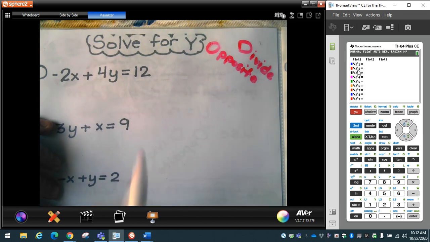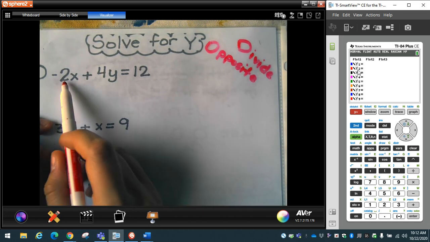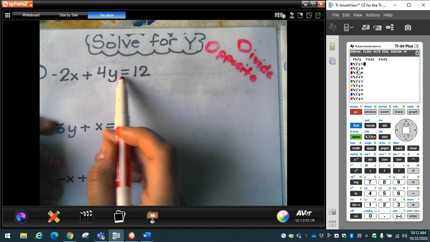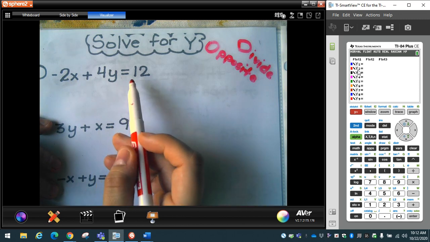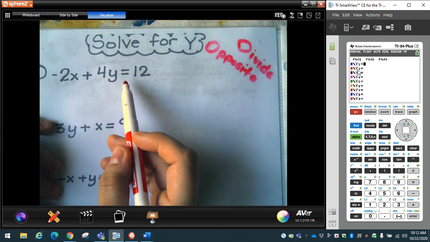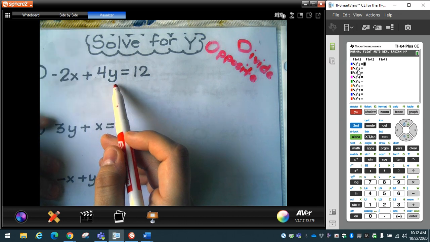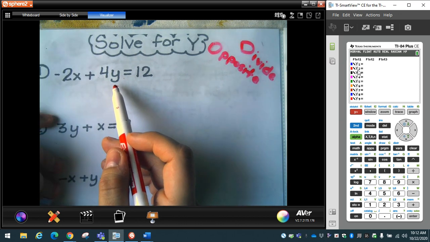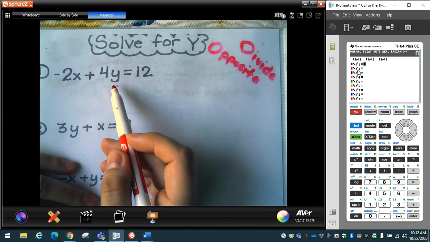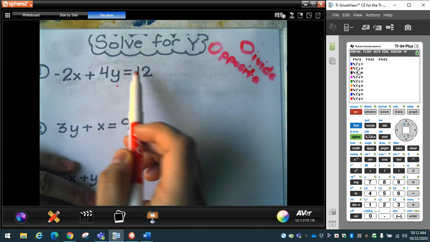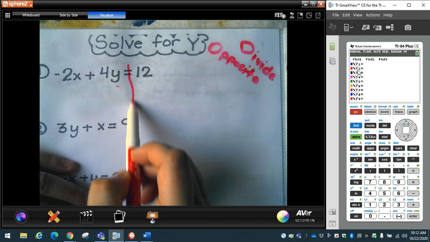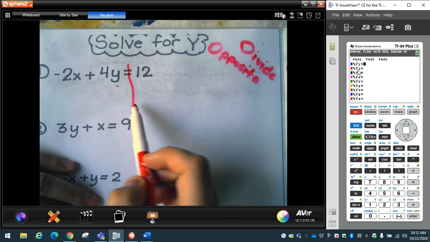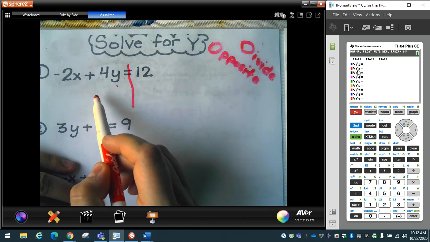In this problem, we have negative 2x plus 4y equals 12. How would we put this into the calculator unless we solve for y? So let's get started. The first thing that I want you to do when you need to solve for y is make a line at the equal sign. And so now you have the left side and you have the right side.